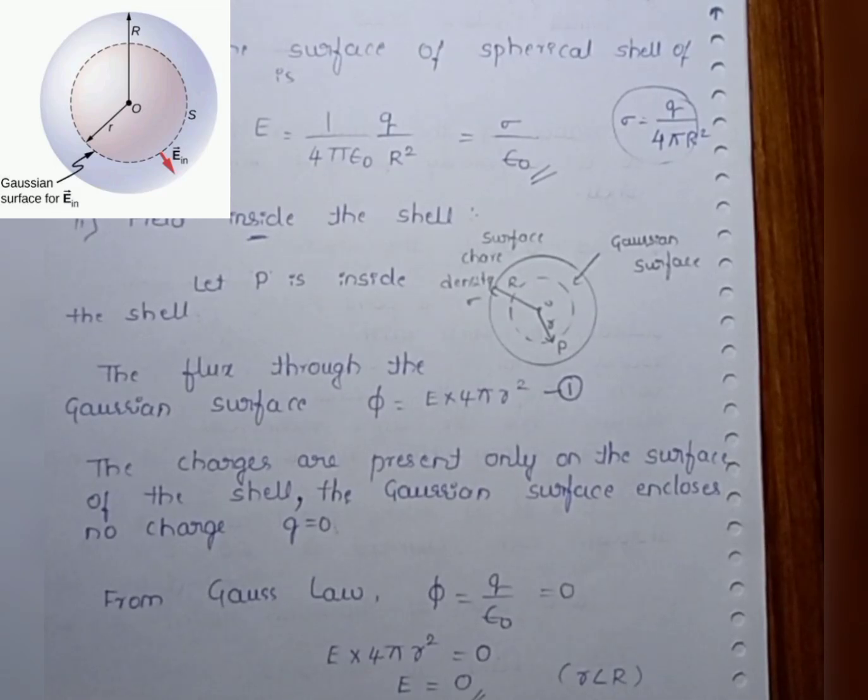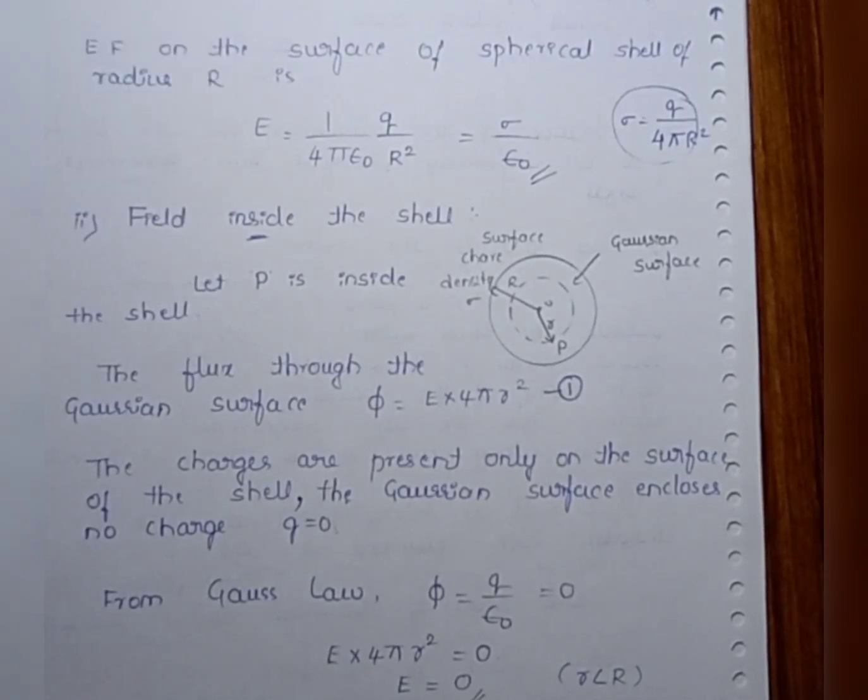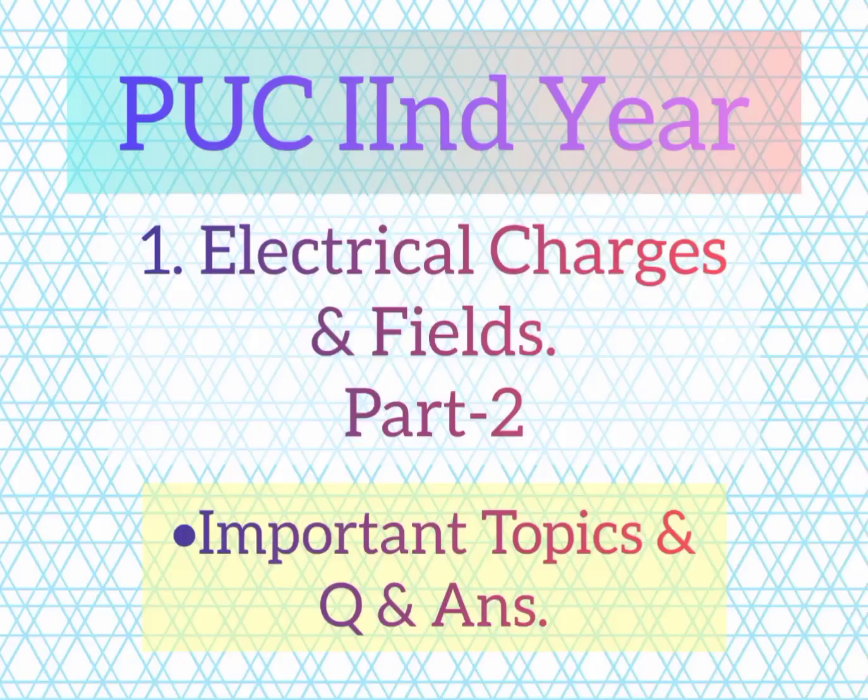And this one is the derivation for the expression for the electric field due to the shell, which completes the chapter Electric Charges and Fields.